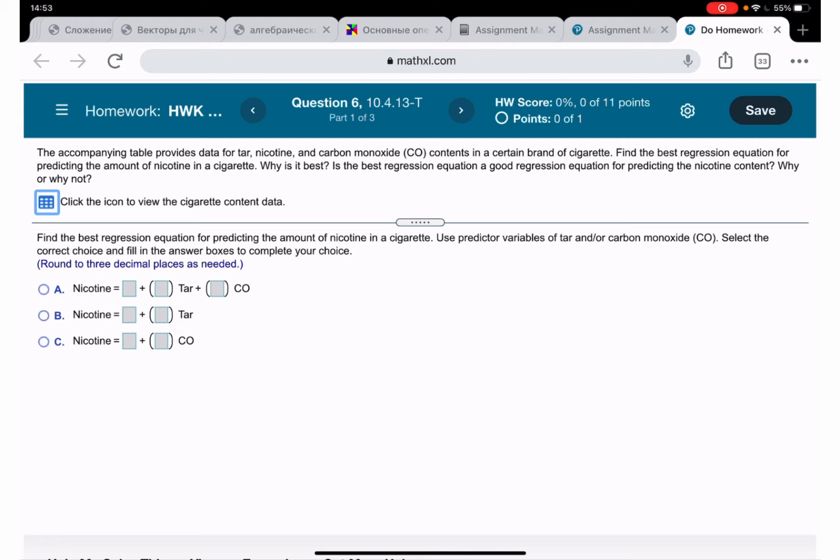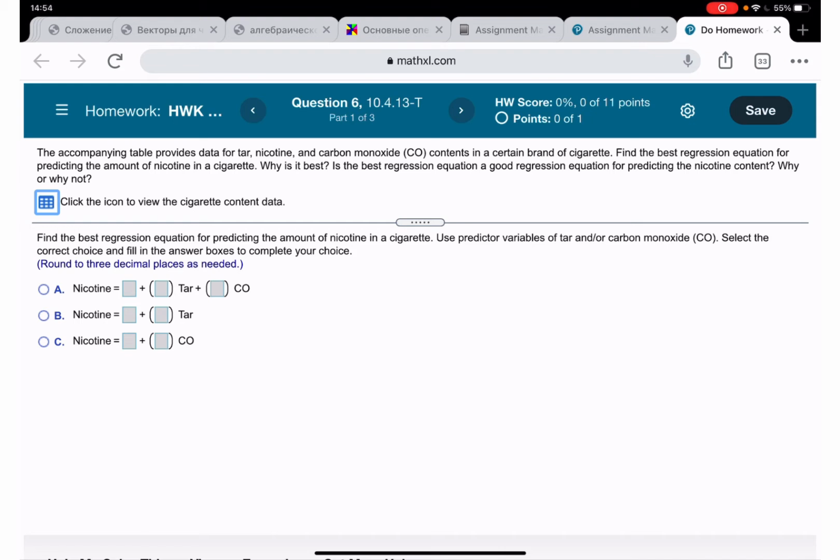Problem number 6: the accompanying table provides data for the tar, nicotine, and carbon monoxide, which is CO, contained in a certain brand of cigarette. Find the best regression equation for predicting the amount of nicotine in a cigarette. Why is it the best? First let's get our regression line, and then we'll move further.